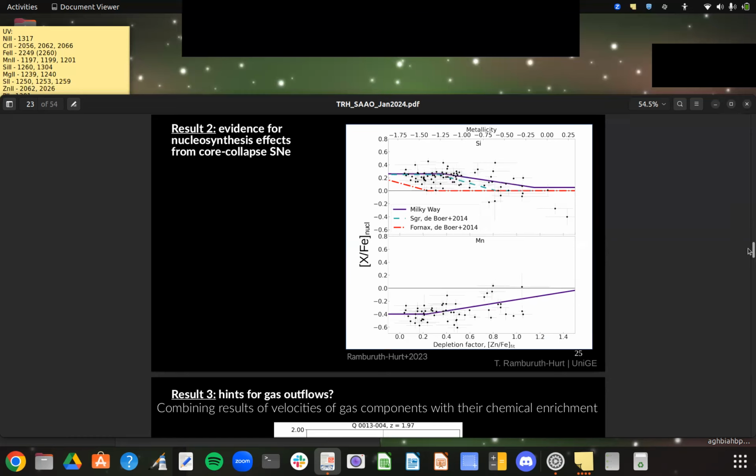So here I'm showing the depletion factor on the x-axis and the relative abundance with respect to iron as a deviation from the straight lines to the metal patterns. My work is the black dots, and overplotted are the nucleosynthesis patterns taken from stars. So we can see that we do see this overabundance of the alpha element silicon, for example, and this underabundance of manganese, which has a lot of information on the nucleosynthesis that's happening in these galaxies.